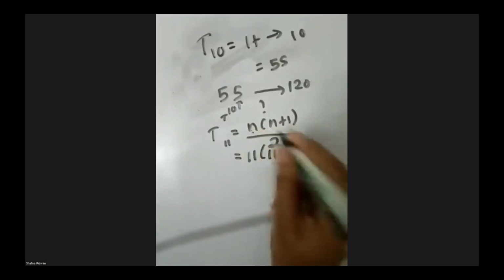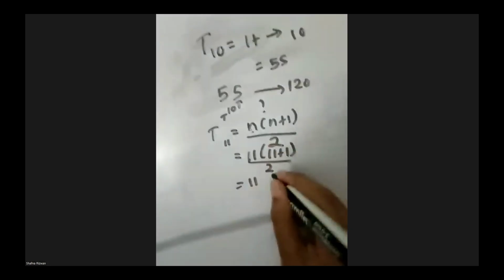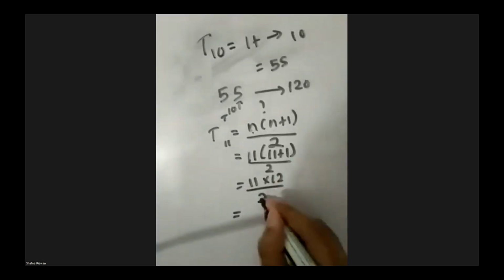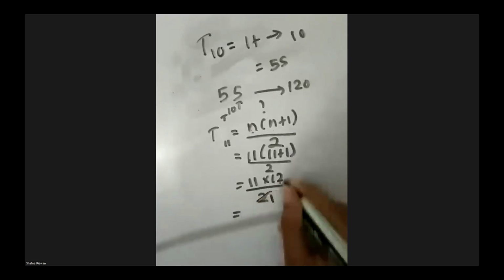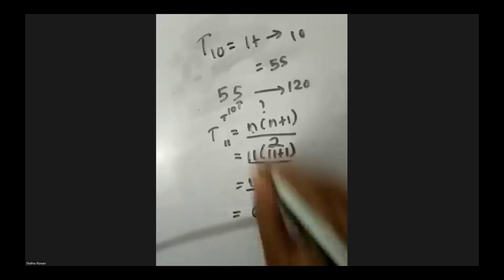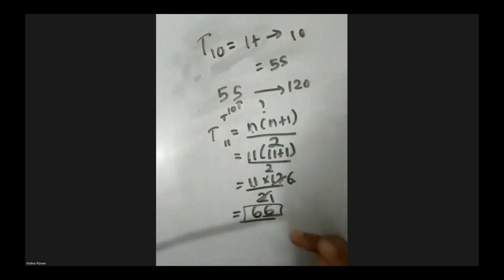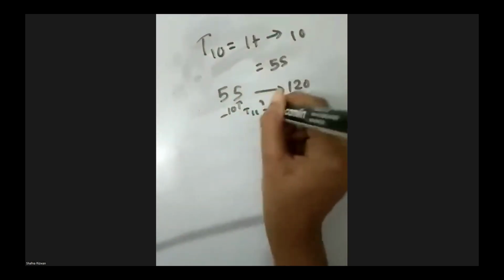11 times (11 plus 1) divided by 2. Here 11 plus 1 is 12. Brackets means multiplication. Again divide by 2. Here can you cancel something? Yes, 12 divided by 2 is 6. 11 times 6 is how much? 66. So your 11th triangular number becomes 66. You understand? So this is the 10th one, and the 11th one is 66.